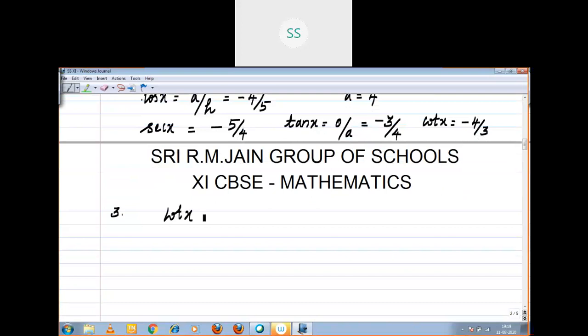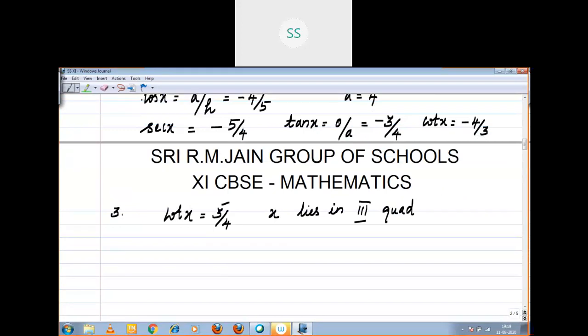Cot x equal to 3 by 4. X lies in the third quadrant. Third quadrant means which of the trigonometry functions are positive? I told you, children. Yeah, very good. Cot and tan alone are positive.